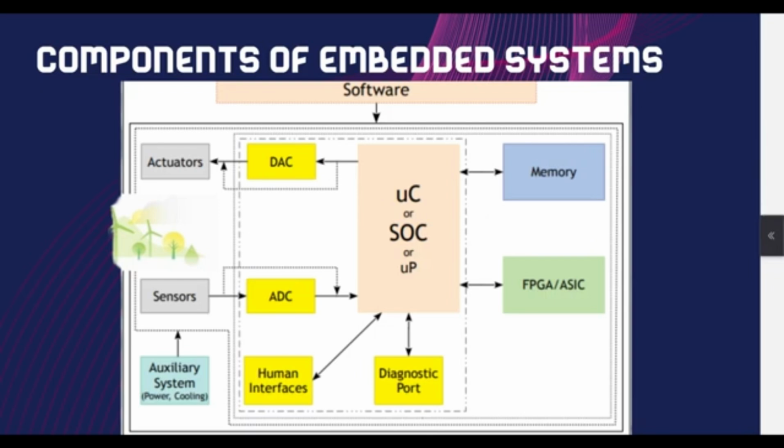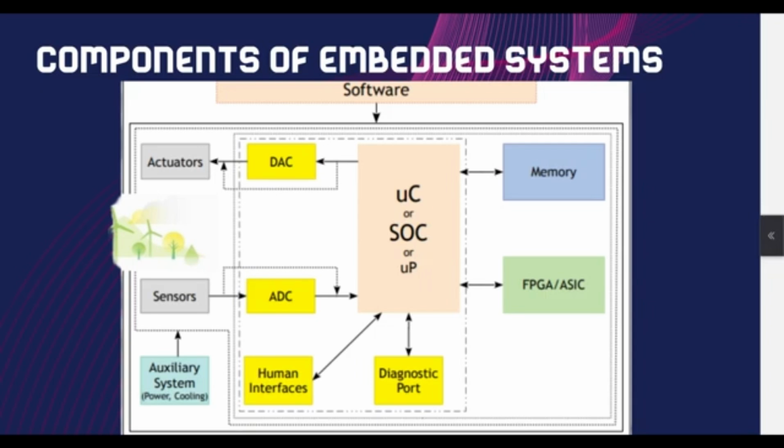DAC converts digital signals from the microcontroller into analog signals. It is actually used to control actuators. Actuator examples are motors, servos, and speakers that require analog input. Next is ADC. It converts analog signals from sensors. It enables the microcontroller to process real-world data. Next, actuators. Actuators perform physical actions based on processed data. Examples: motors and LEDs.